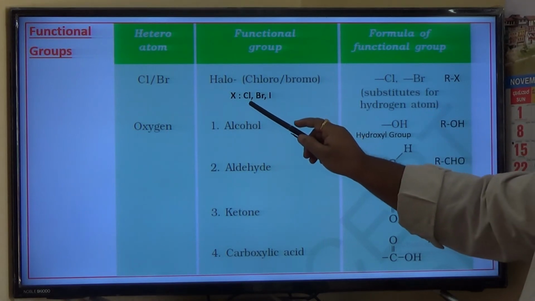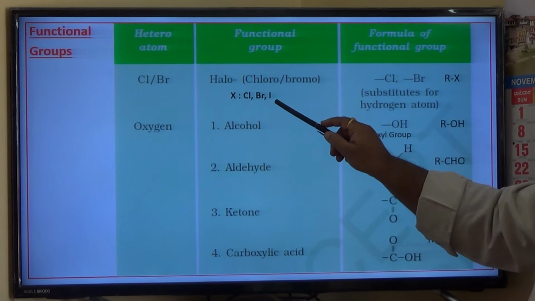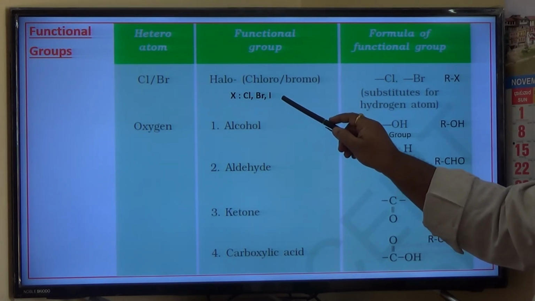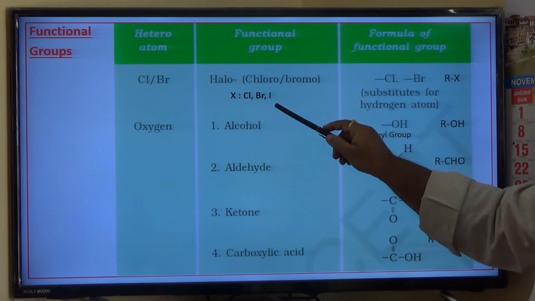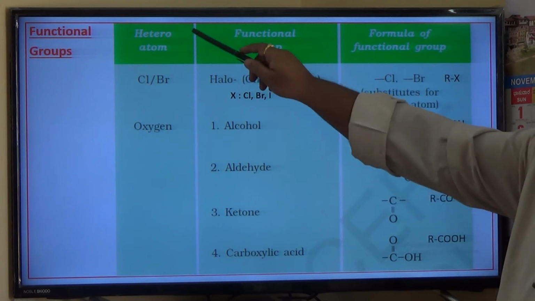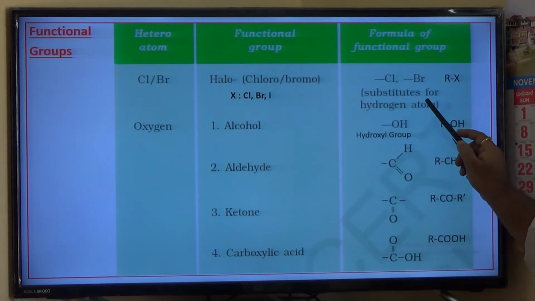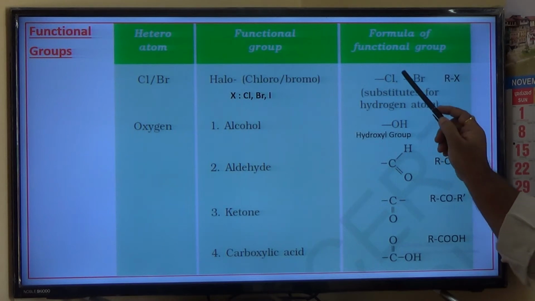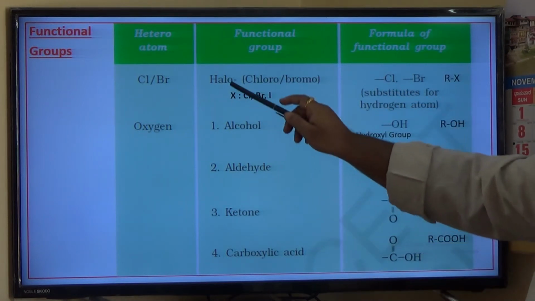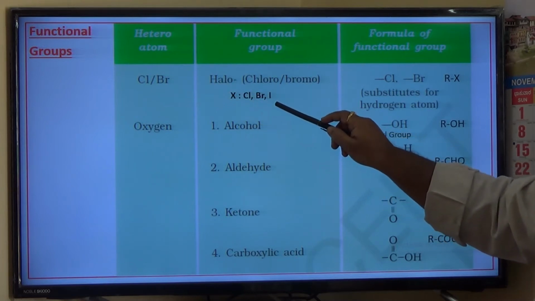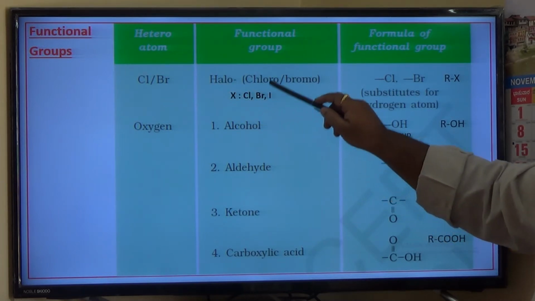That means we can attach these atoms to the carbon chain by removing one or more hydrogen atoms. Thus carbon will bond with these atoms. So if the heteroatom is chlorine and bromine, these will substitute the hydrogen atom and get attached to the carbon, and the functional group termed for chlorine, bromine, fluorine and iodine is called the halogen functional group.